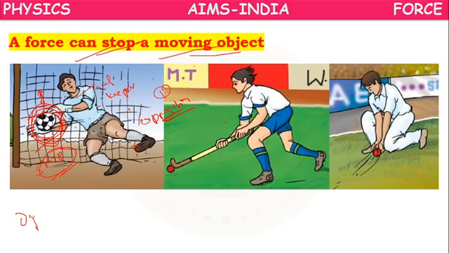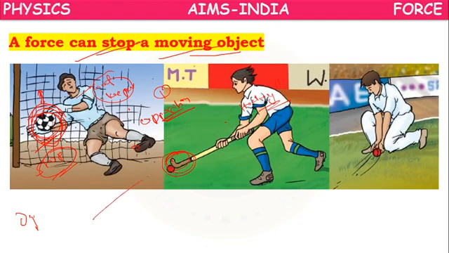It is not allowing to go into the goal. So already here the ball is a moving object. Here the goalkeeper is using force to stop the moving object. Or here, this boy is a hockey player. He is trying to stop the hockey ball.